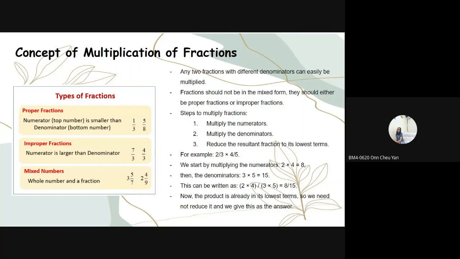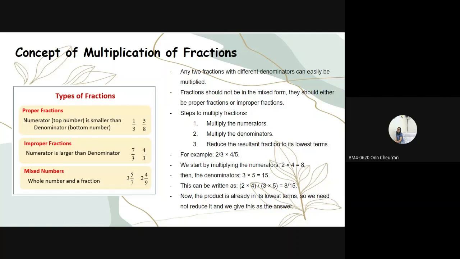Multiplication of fractions is not like addition or subtraction of fractions, where the denominators should be the same. Any 2 fractions with different denominators can easily be multiplied. But we need to take note that fractions should not be in mixed form. They should be either proper or improper fractions when we do the calculation. There are a few steps to multiply fractions. First, we multiply the numerators. After that, multiply the denominators. Then reduce the resultant fraction to its lowest terms.